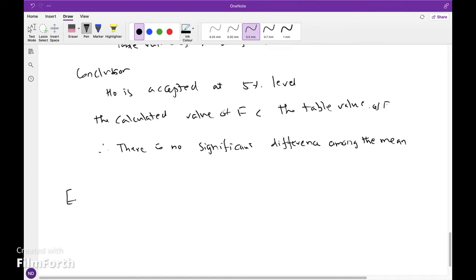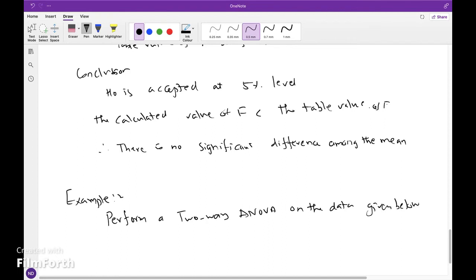In example 2, perform a two-way classification ANOVA on the data given below.